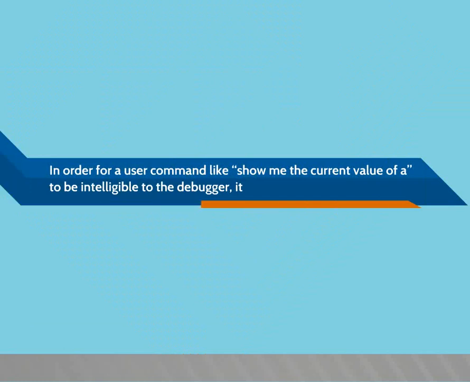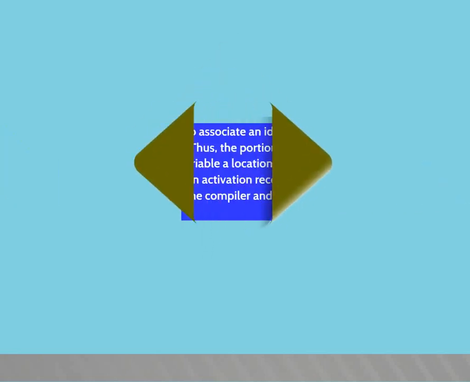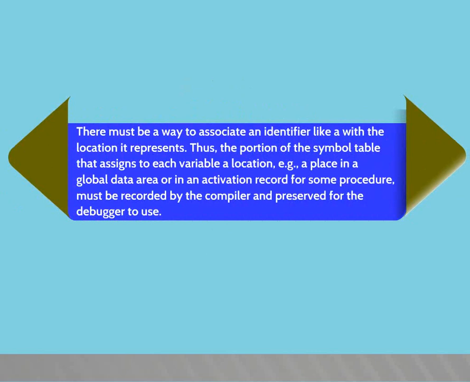In order for a user command like "show me the current value of A" to be intelligible to the debugger, there must be a way to associate an identifier like A with the location it represents. That's the portion of the symbol table that assigns to each variable a location, for example, a place in a global data area or in an activation record for some procedure. It must be recorded by the compiler and preserved for the debugger to use.